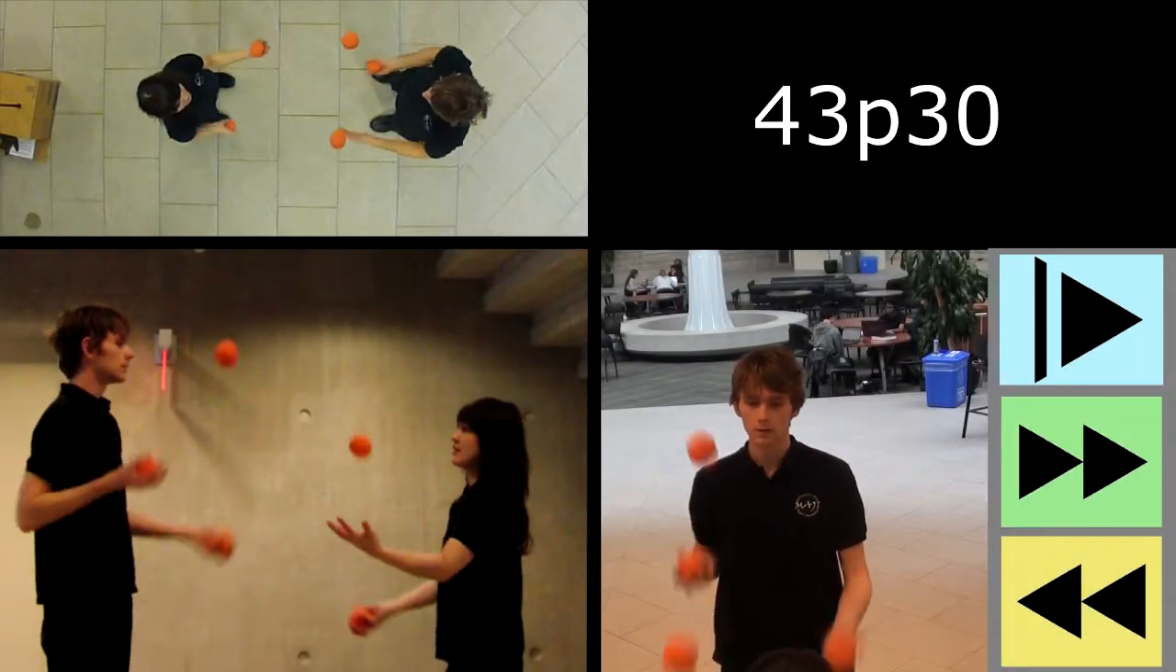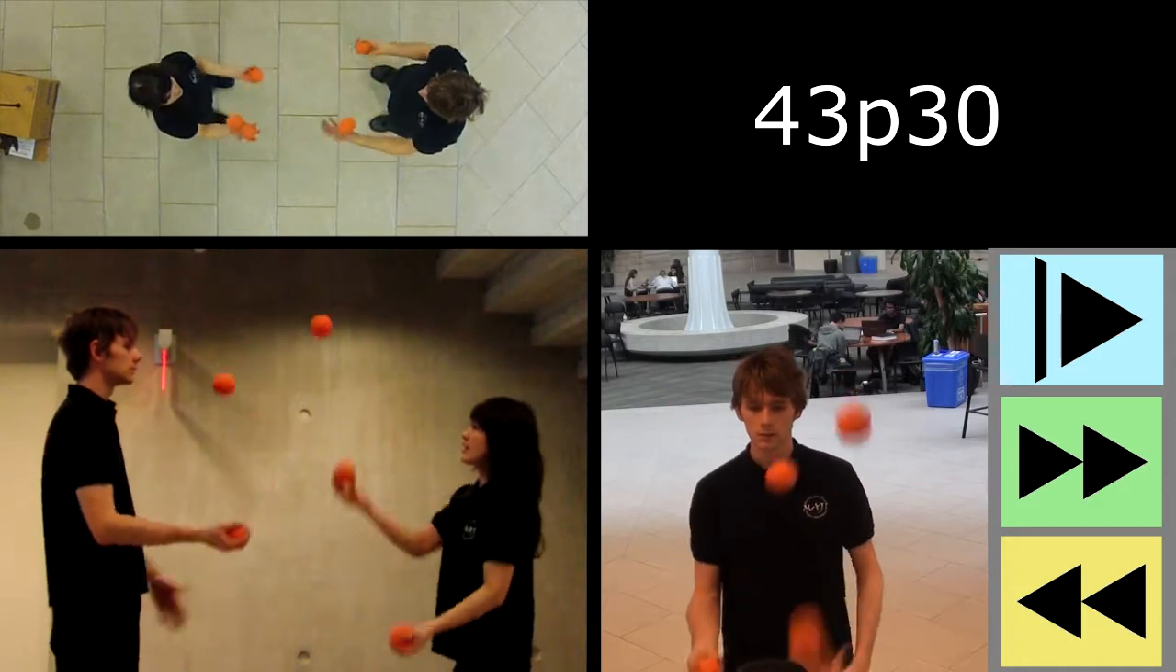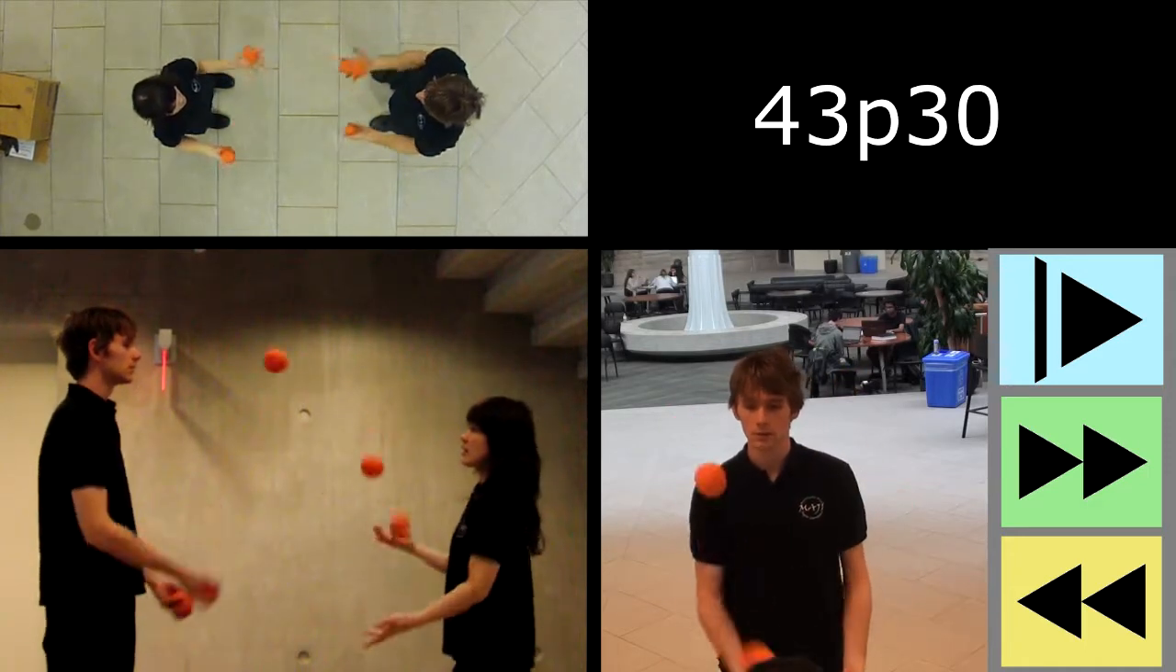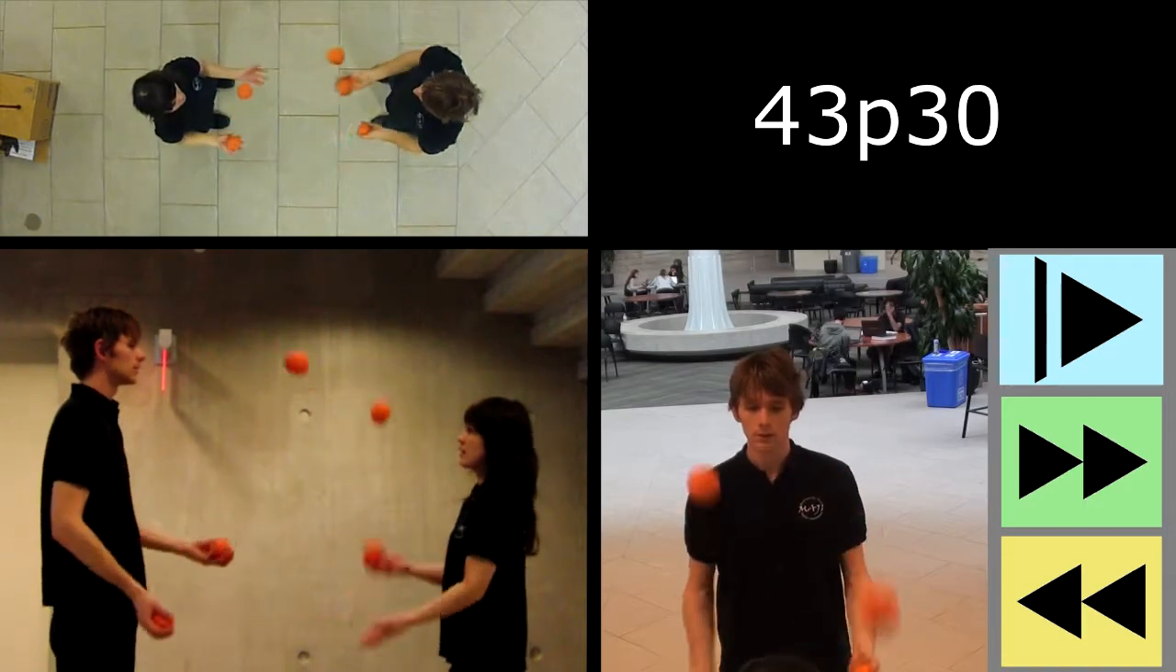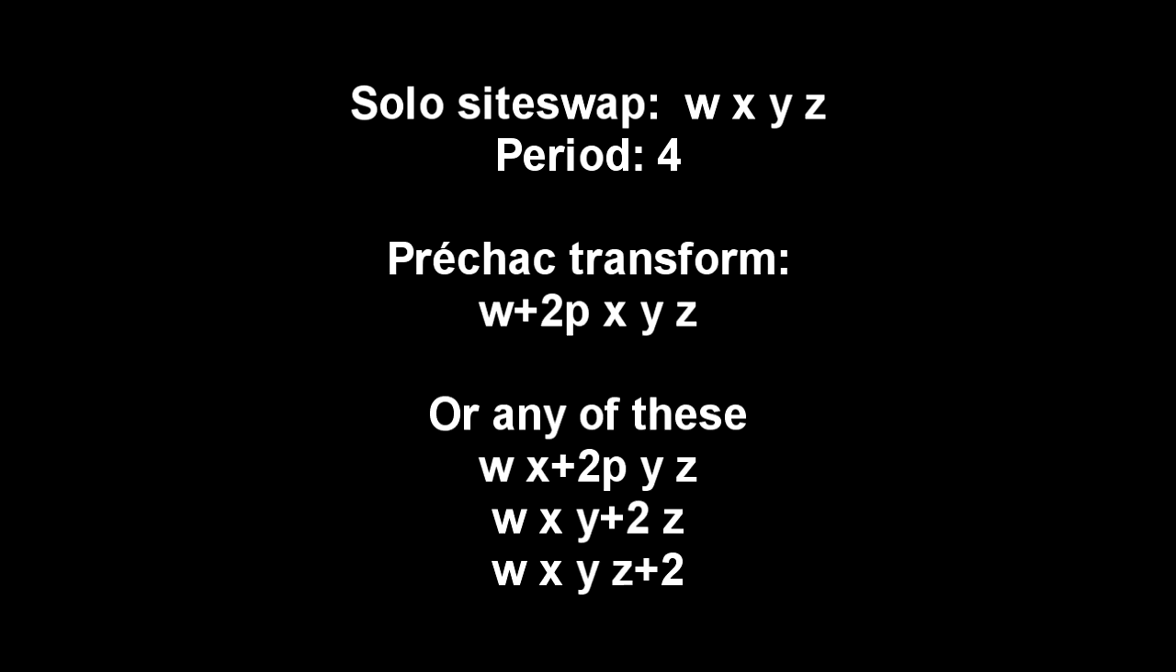Now let's move away from familiar patterns. This one, 4-3p-3-0, can be found by using what's called a Prešák transform. This is where you take a solo siteswap, add half of the period to any of the digits, put a p on that digit, and you have a passing siteswap.